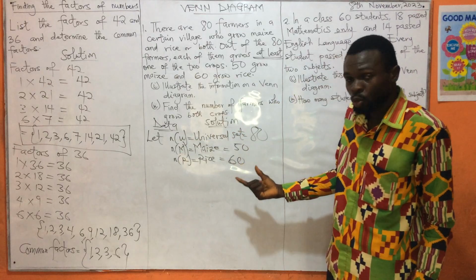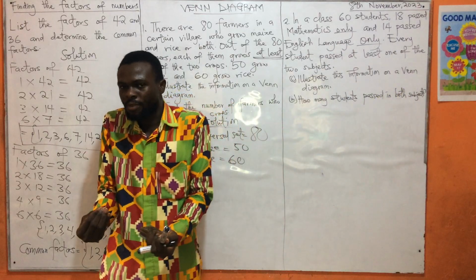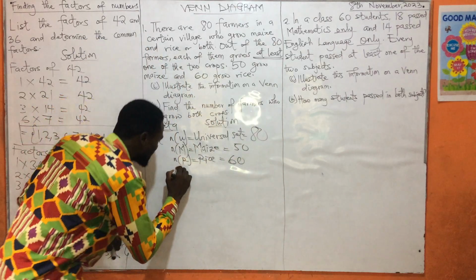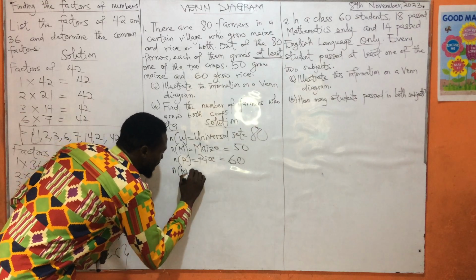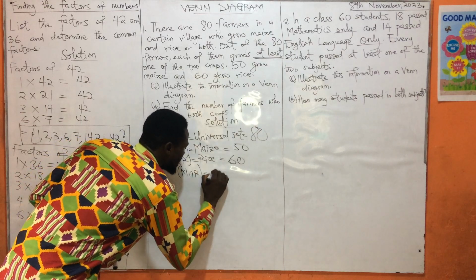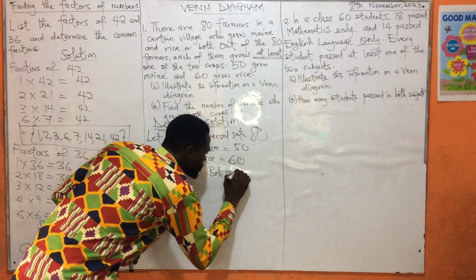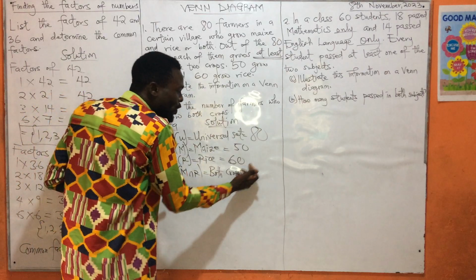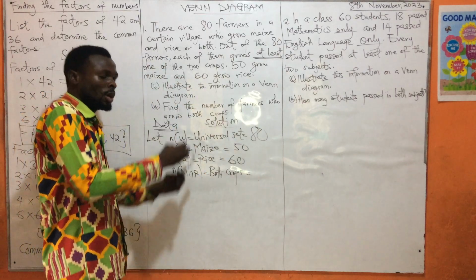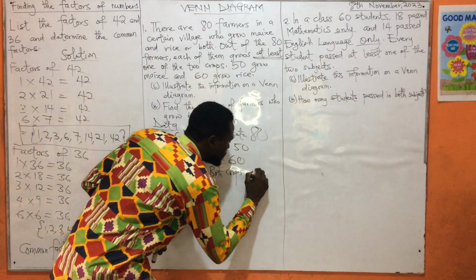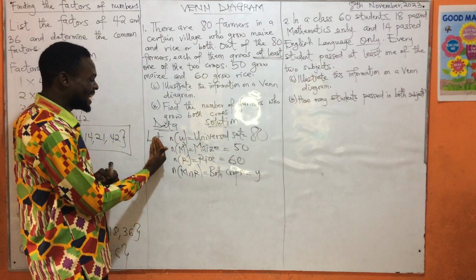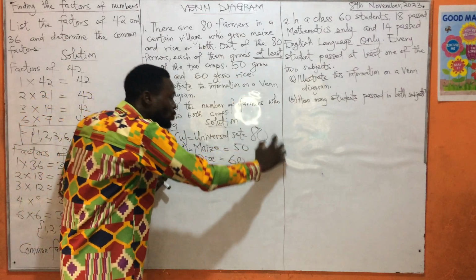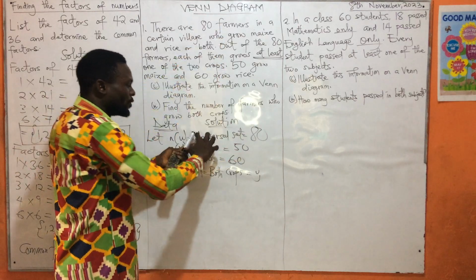So what do I need? I need the number of farmers that grow maize and also rice. That is going to give me M intersection R, which is both crops. Do we know it? We don't. Since we don't know the number of farmers that grew both maize and rice, we represent it with a variable. That is why we said, let it be y.